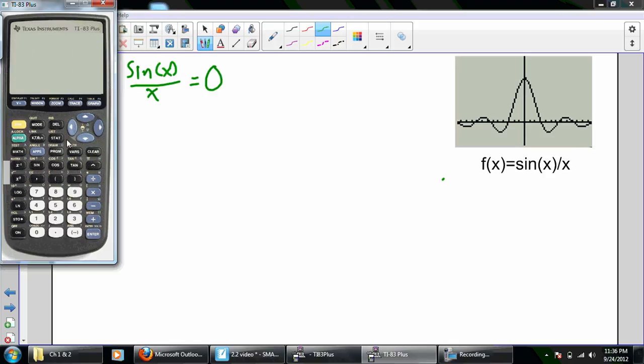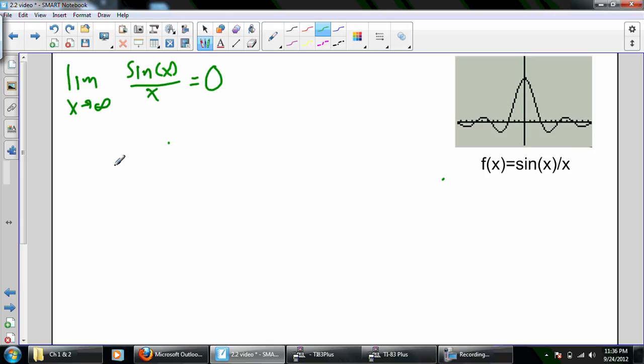Now, I can actually give you a little bit more of a proof behind this using what's called the squeeze theorem. What the squeeze theorem basically says is if we have a function that has its limit approaching a number, and another function whose limit approaches that same number, if there's some function in between those two, well, that one will also have to go to that same number.